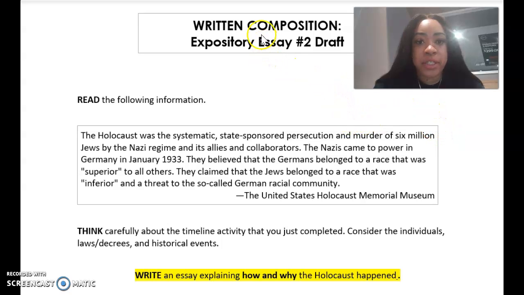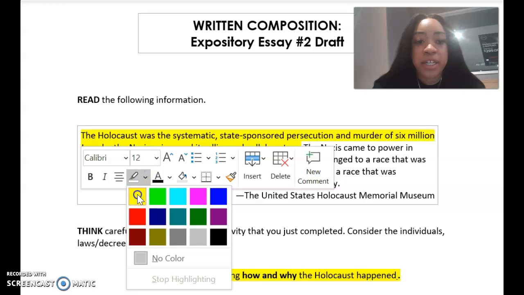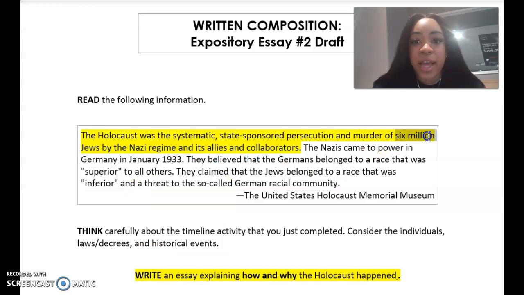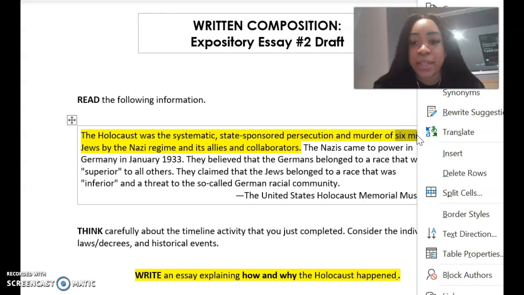Okay, so the first thing that we need to do is read the information that we're going to be writing about. It says the Holocaust was a systematic, state-sponsored persecution and murder of 6 million Jews by the Nazi regime and its allies and collaborators. What I'm going to do is highlight this definition of the Holocaust, because they're giving me specific dates, they're giving me a specific number of people who passed away, they're giving me information that I can use as evidence inside of my essay.